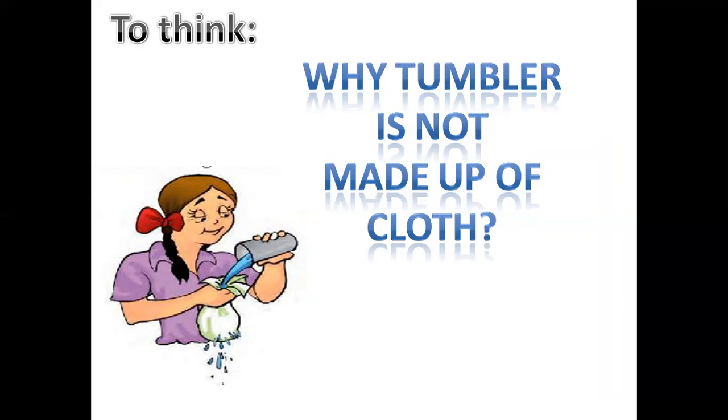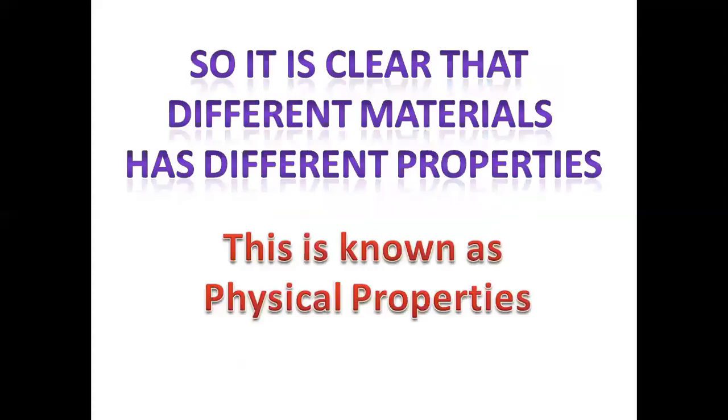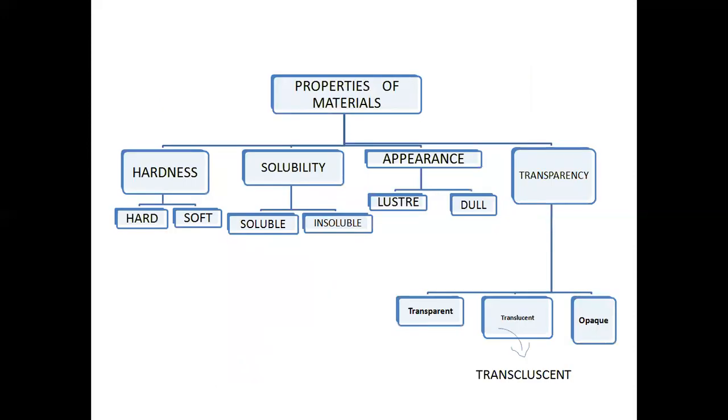So what is clear from this? To prepare a particular object, I need a particular kind of material depending on certain properties. These properties are called physical properties. So it is obvious that different materials have different properties. Now let's see what are all the basic properties that a material possesses.